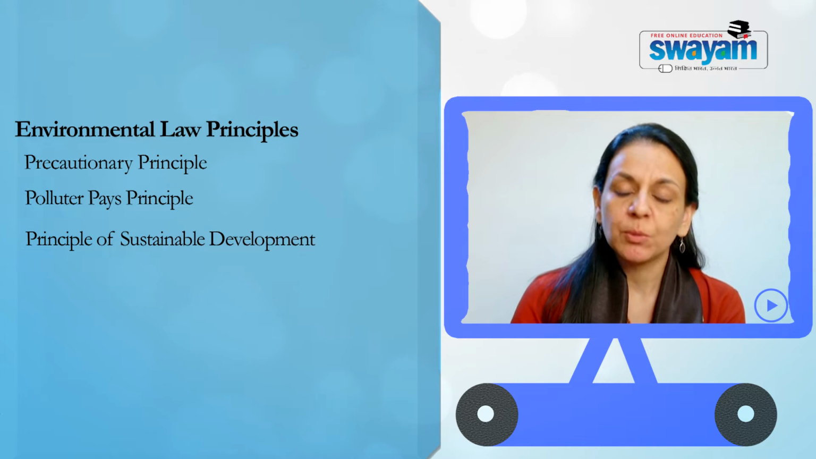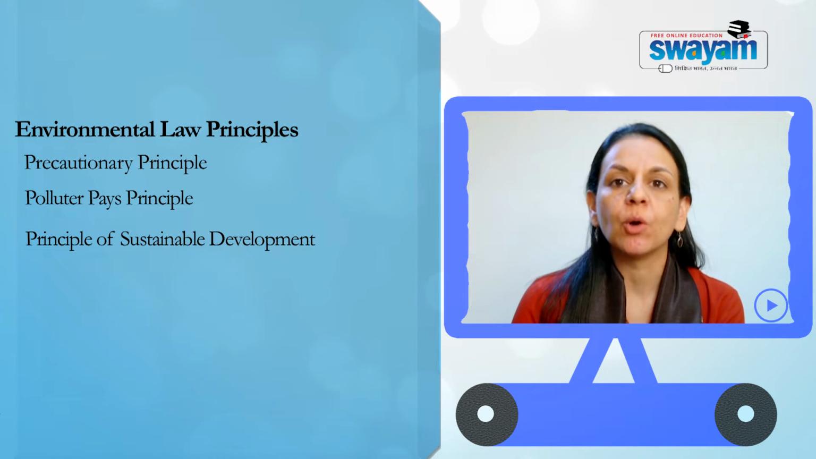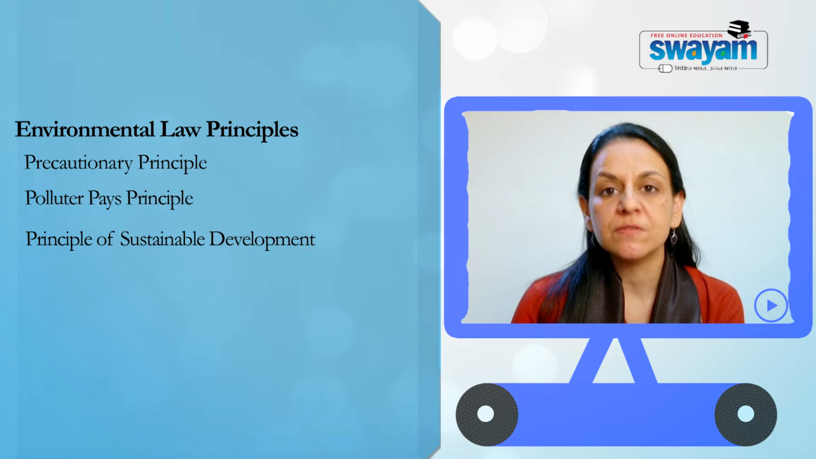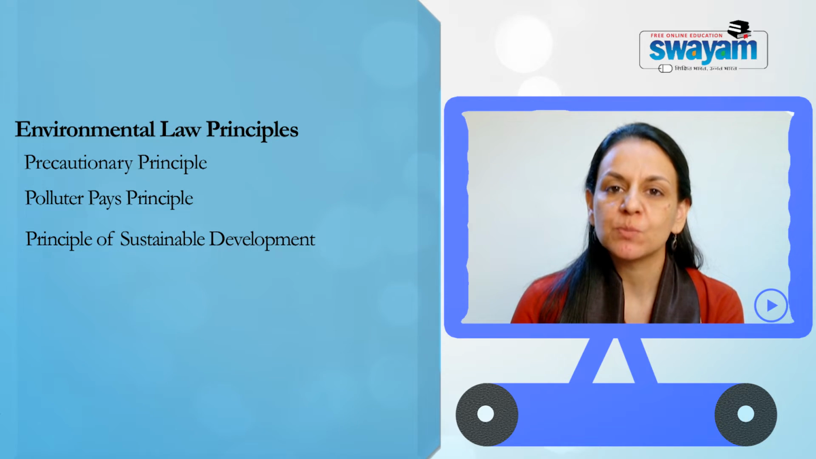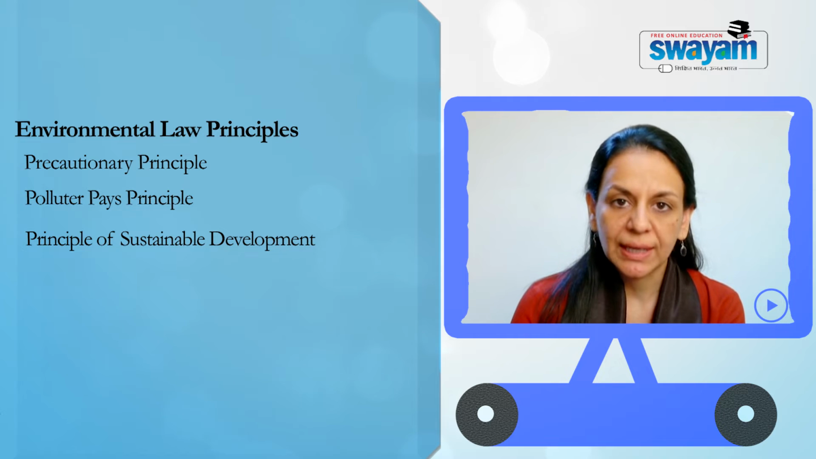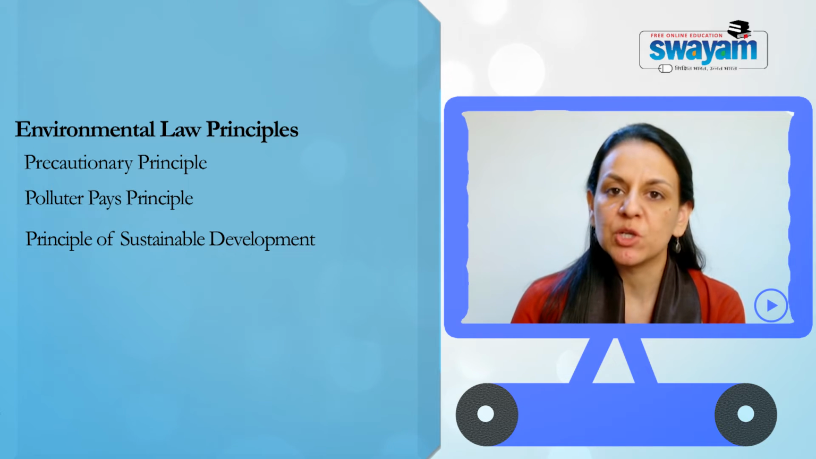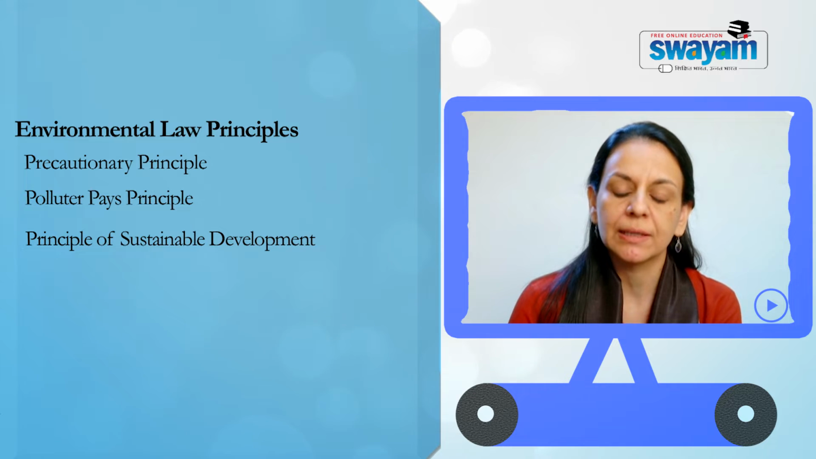The second is the polluter pays principle. That means the operator or the developer of GMOs must be responsible and must pay costs in case there is any damage to biodiversity or to human health, apart from ecological health, that might occur.